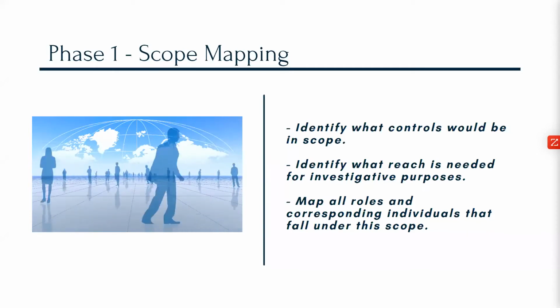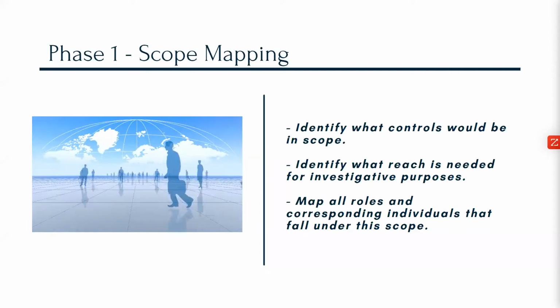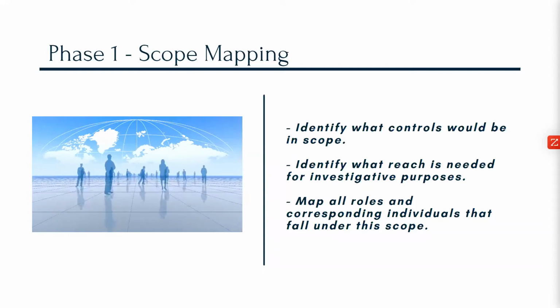Once we've identified those two, we can start to map all the roles and the corresponding individuals that fall under the scope. And that's really what we're trying to get at throughout this entire phase: whose emails do we need to collect at the organization, and what's the justification for collecting those emails?